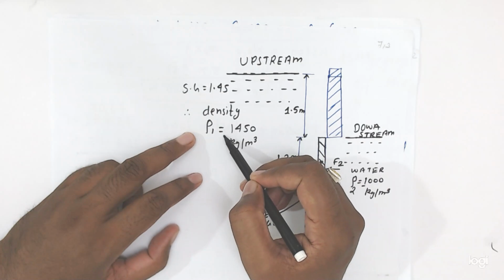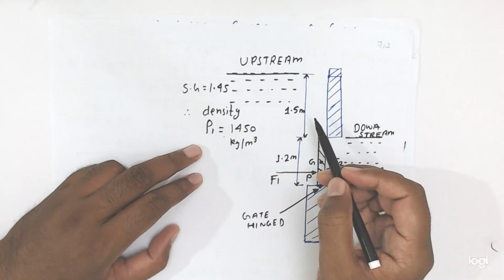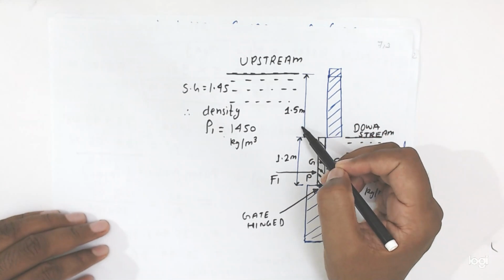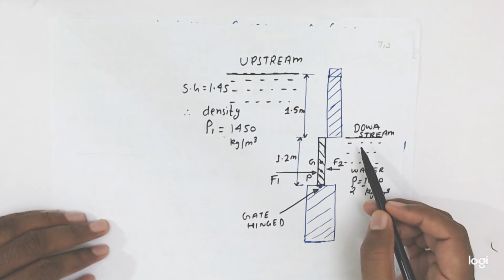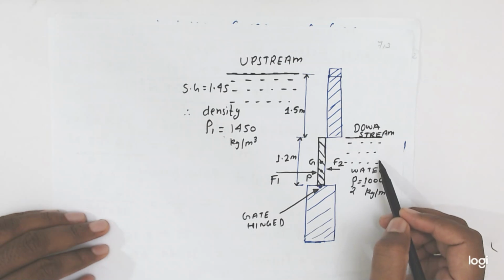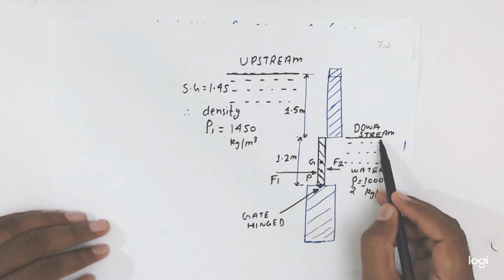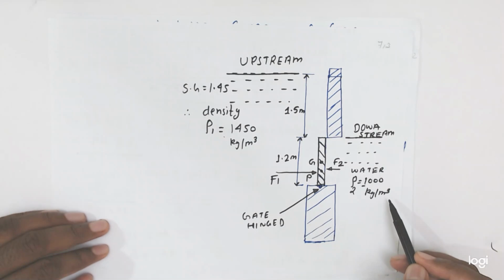Okay friends, now here it is saying that this specific gravity of 1.45 density liquid, or you can say density equal to 1450 kg per meter cube, is in upstream side and up to height 1.5 meter above the gate. Okay friends, and in downstream side it is saying that water is available and it is up to top of the gate. Water density is equal to 1000 kg per meter cube.